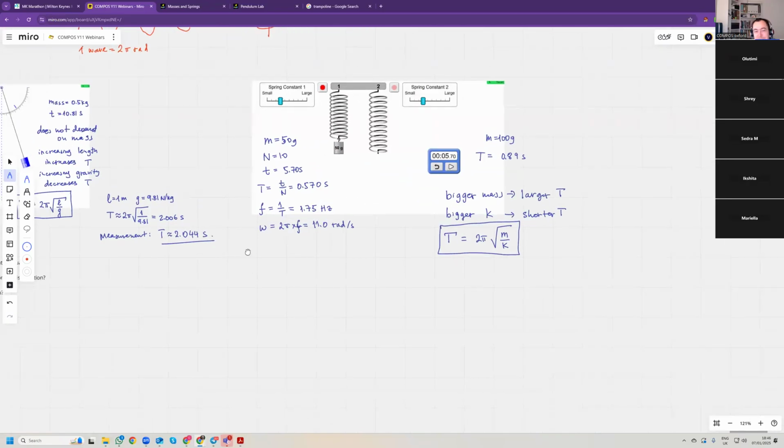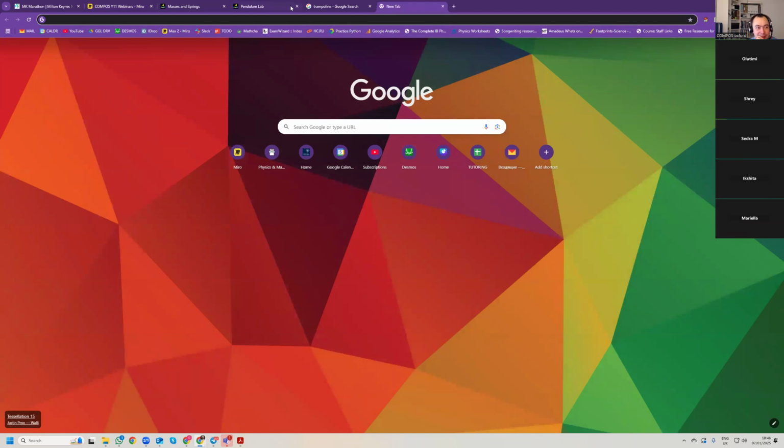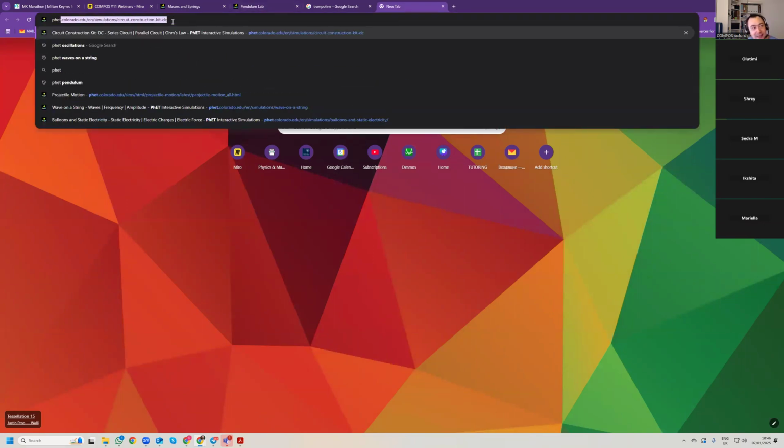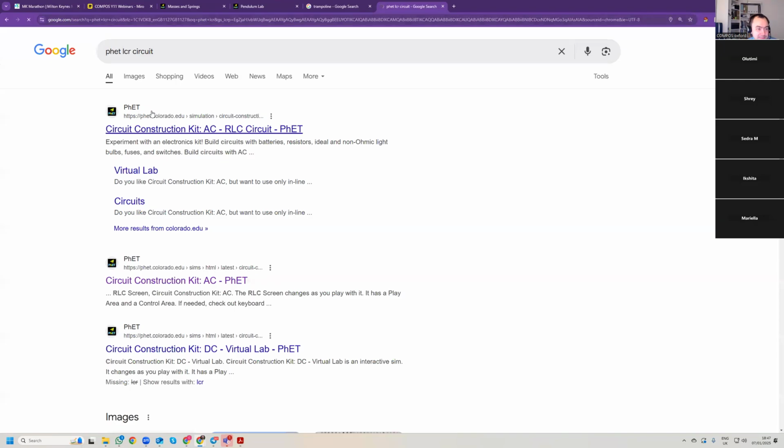I want to skip ahead into year 13 and just introduce you to probably my favorite part of physics overall, which is called an electrical oscillator. So, the LCR circuit.